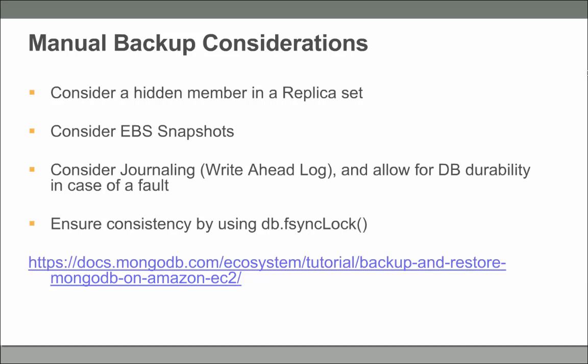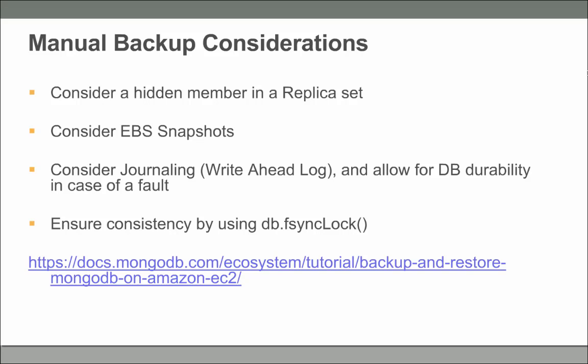If you're using a manual backup process with Amazon EBS volumes, then as you mentioned, you should definitely consider using a hidden member within the replica set for backups. You should consider using EBS snapshots, which is a feature to take a backup of your EBS volumes. If you're using EBS snapshots, definitely consider journaling with your MongoDB.